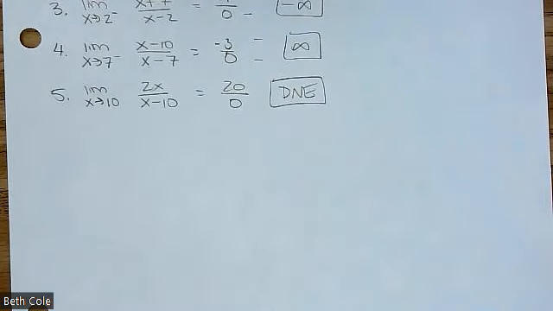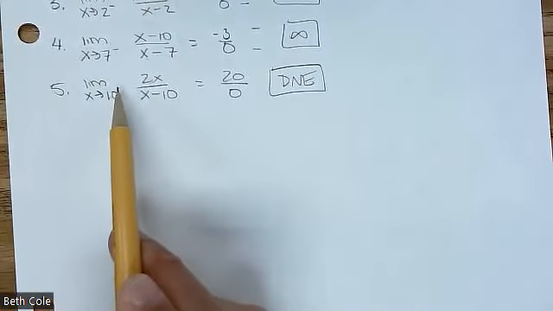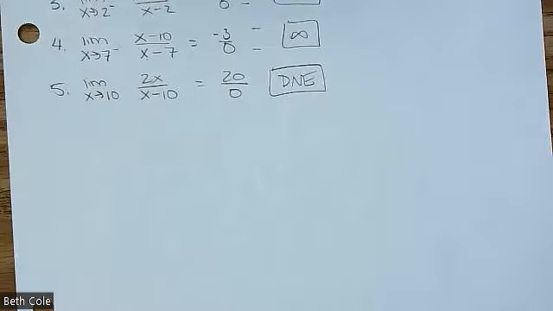If it's sided, it'll have a little plus or a minus with it. See how this one doesn't have a plus or a minus? That means the two sides have to meet up, and if there's an asymptote, they can never meet up, so it does not exist.